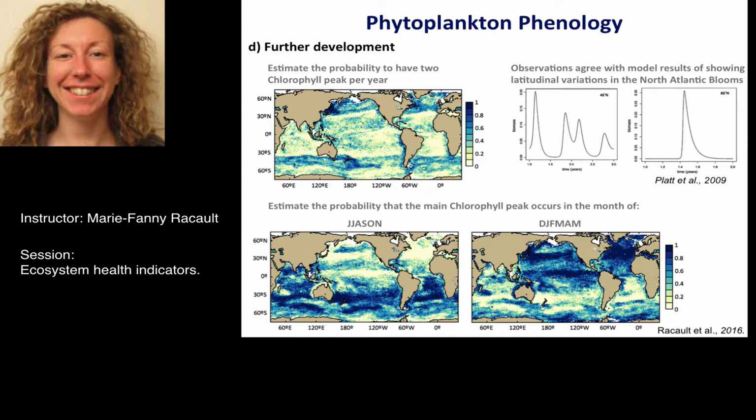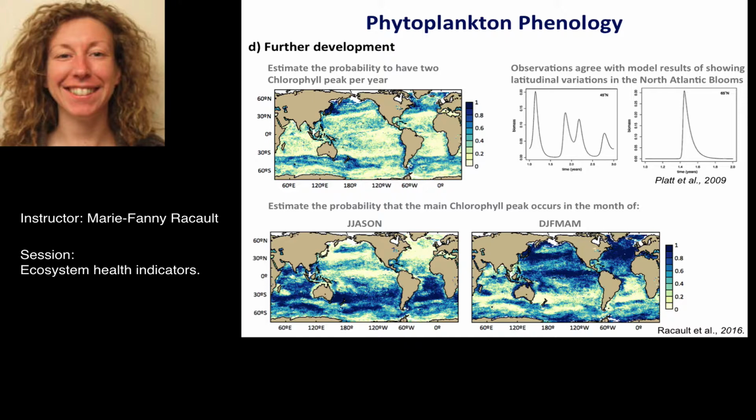And as you go towards higher latitude, you see that it gets darker colors. So when you get very dark blue, it's 1. So every year you have 2 chlorophyll peaks. And where it's lighter blue, it's a 50% chance to have 2 peaks. So some years you have 2 peaks, and some years you have only 1 peak.